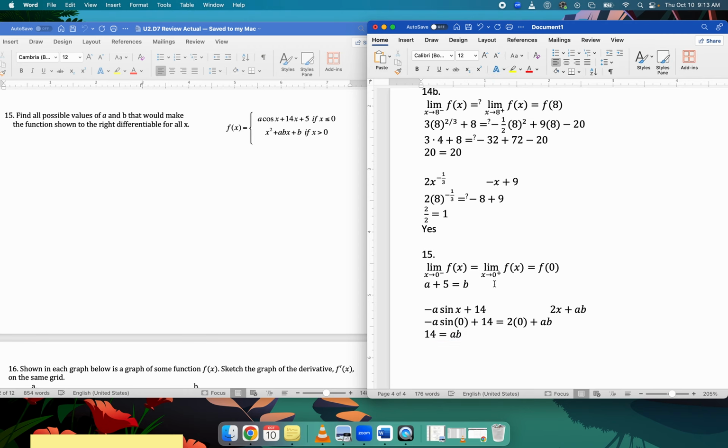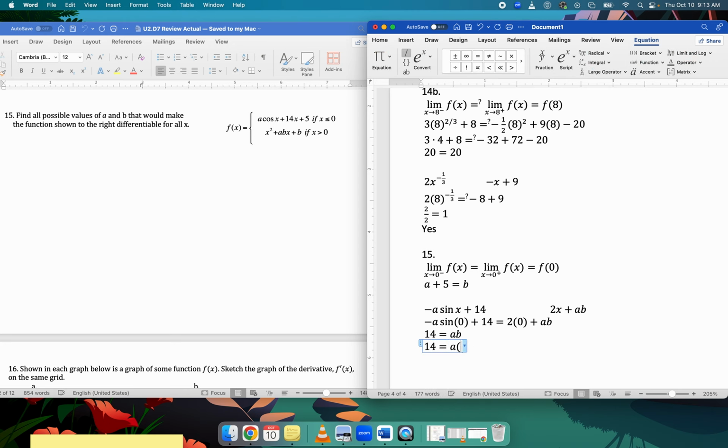This is now a system of equations that you need to solve. If you are accustomed to using elimination, elimination does not work on this system. You have to use substitution, which means get one of the variables by itself and then plug into the other equation. Fortunately, this equation already has the b by itself, so I'll use that. So I'm going to go to this equation and replace the b with a plus 5, right?